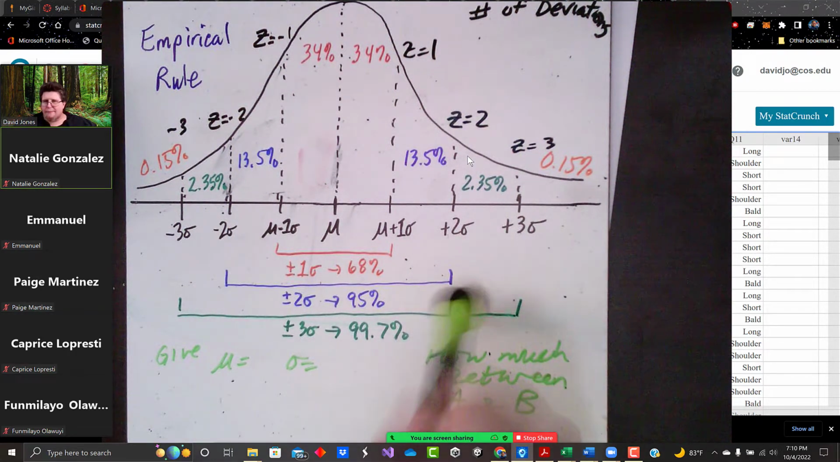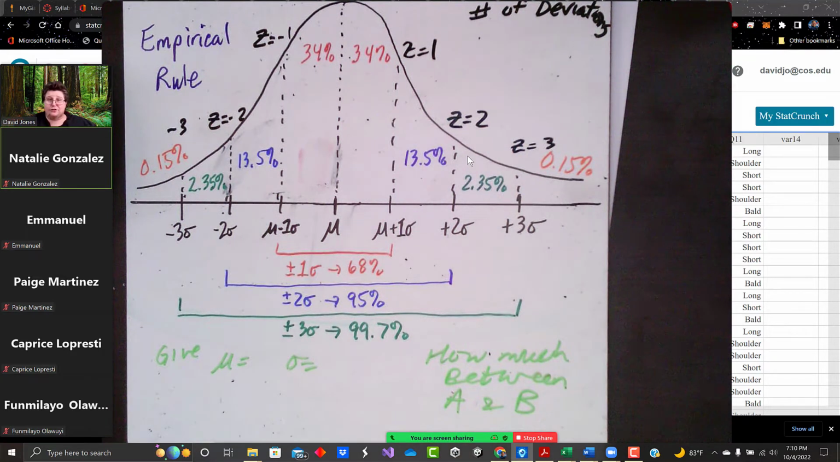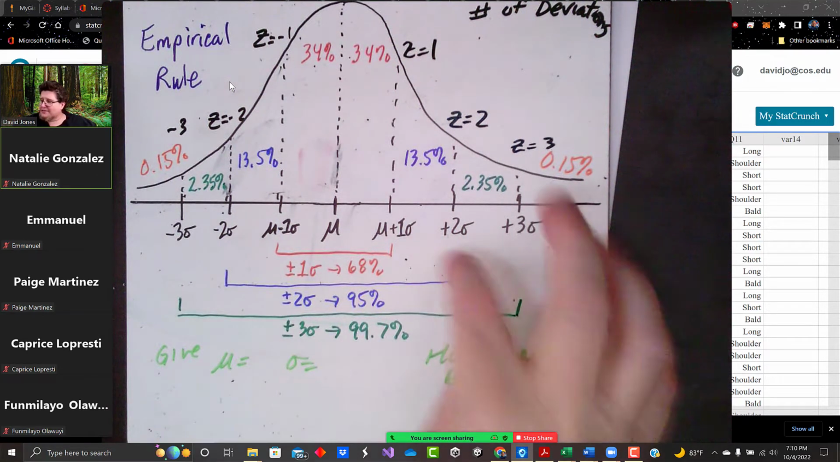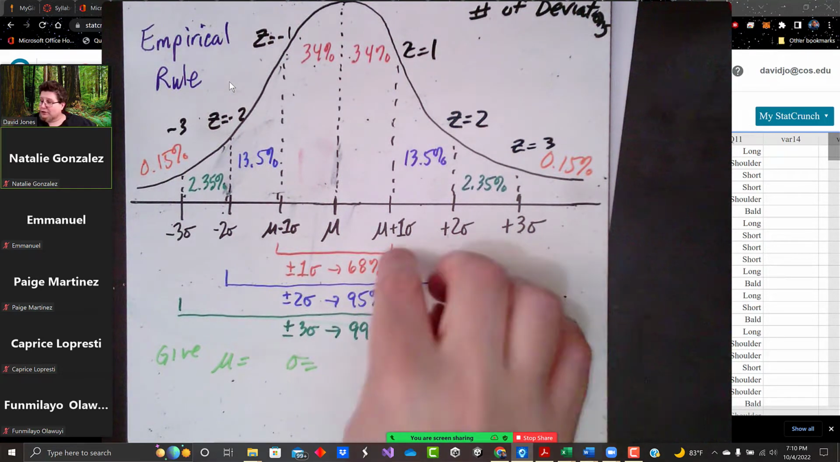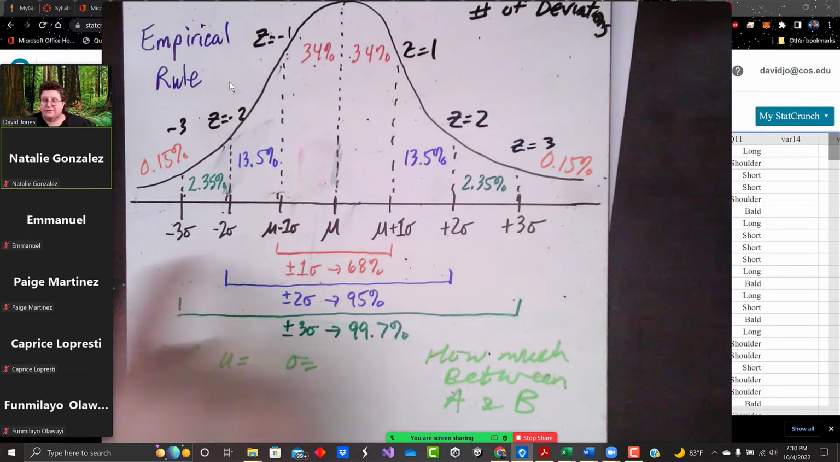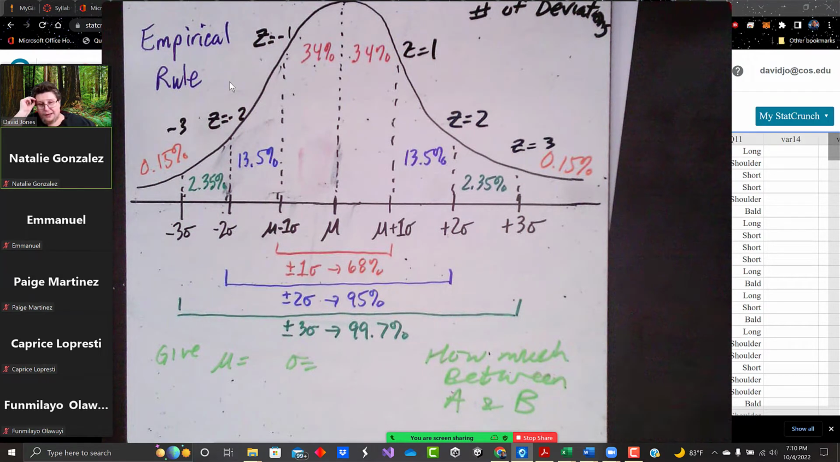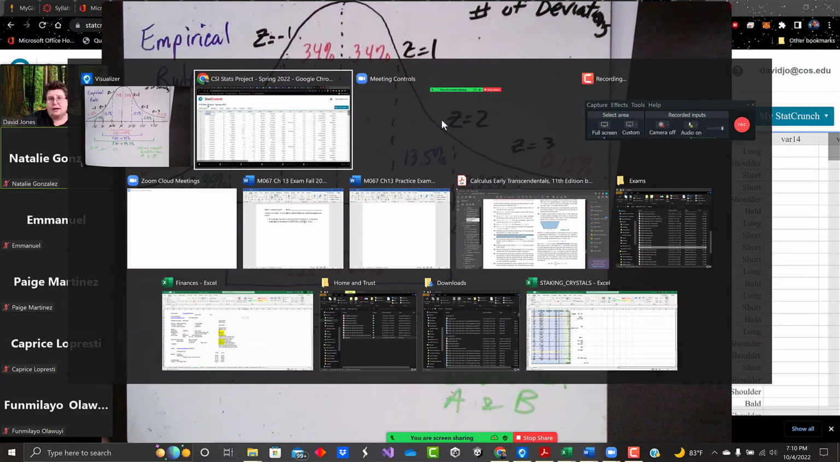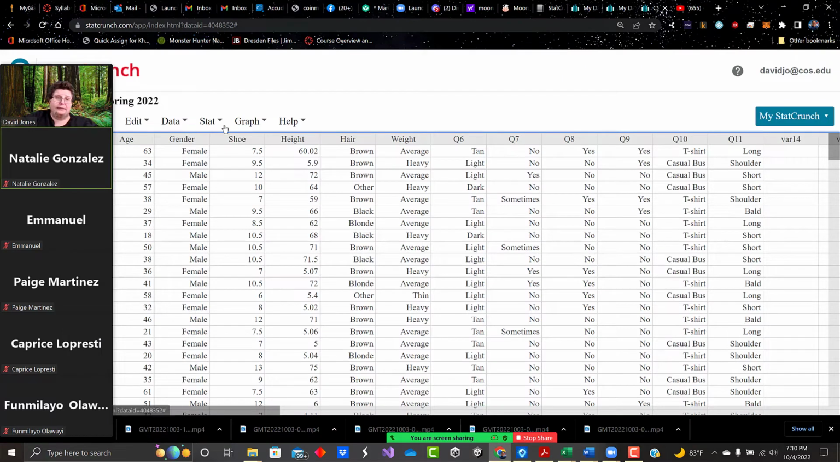These numbers do not match up with what you get from the stats calculator's normal. They were close. You really want to stick with the empirical rule for questions that specifically state empirical rule, or they give you a number of standard deviations that's an integer: 1, 2, 3, -1, -2, -3. If you have something else, you want to use stats, calculators, and normal. And let's go look at that.